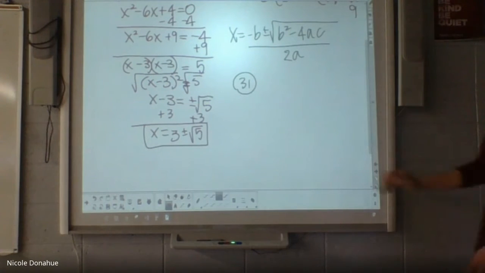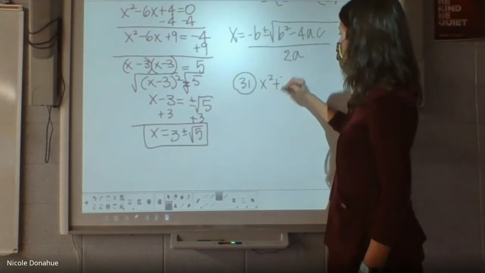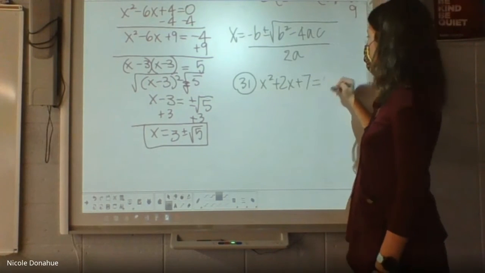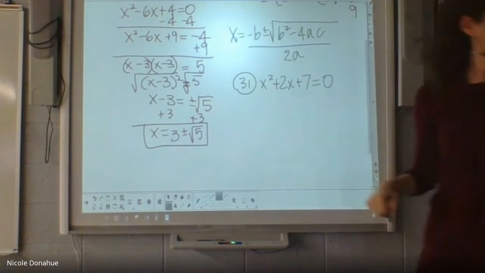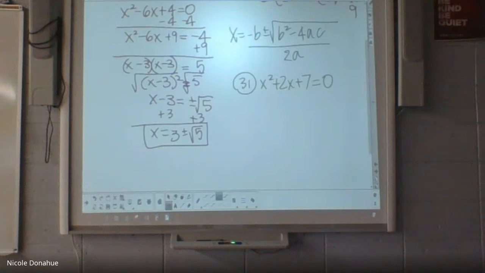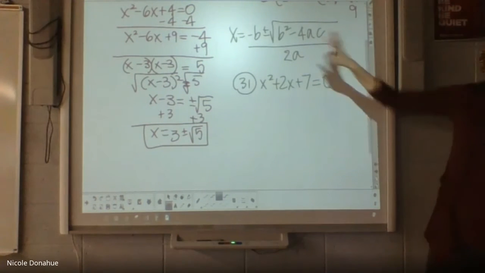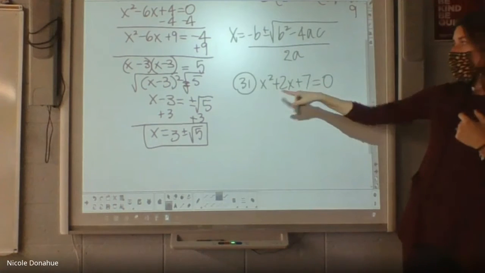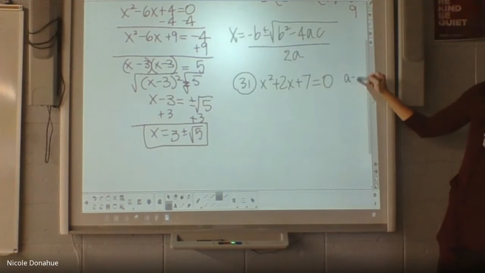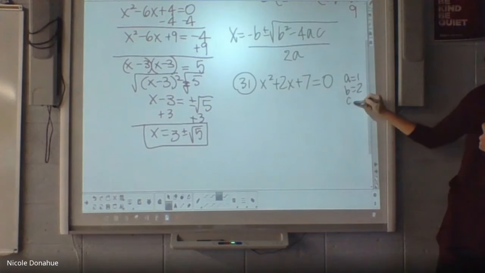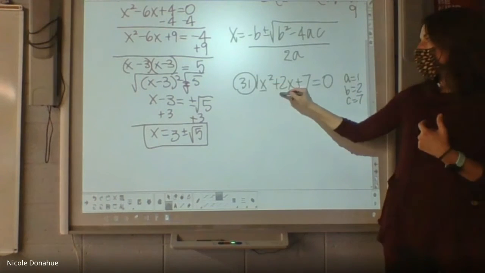So 31. Okay, so figuring out a, b, and c first of all is going to be helpful in order to put that all into our formula, so that it's already set equal to 0. So my a is just 1, b is 2, and c is 7. It's just the coefficients in the front.